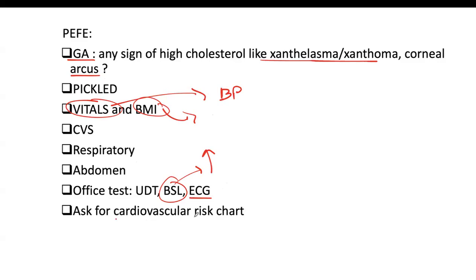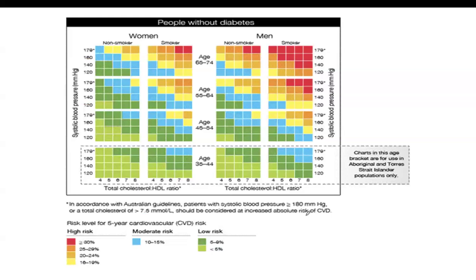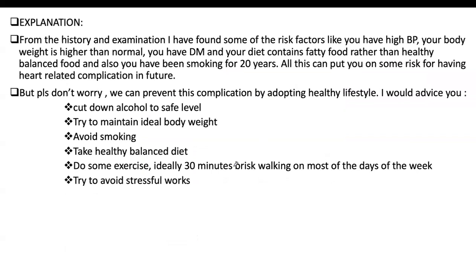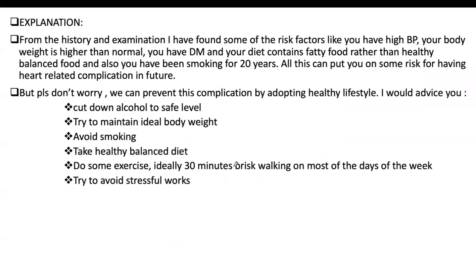We also look for the cardiovascular risk chart, whether it is given in the exam or not. The cardiovascular risk chart looks like this. You all know about this. Sometimes they give the cardiovascular chart and then you need to put all the risk factors on that chart and give a specific risk percentage to the patient. Sometimes they don't give any chart, and you just need to talk about the risk factors. So let's say they haven't given any chart here.